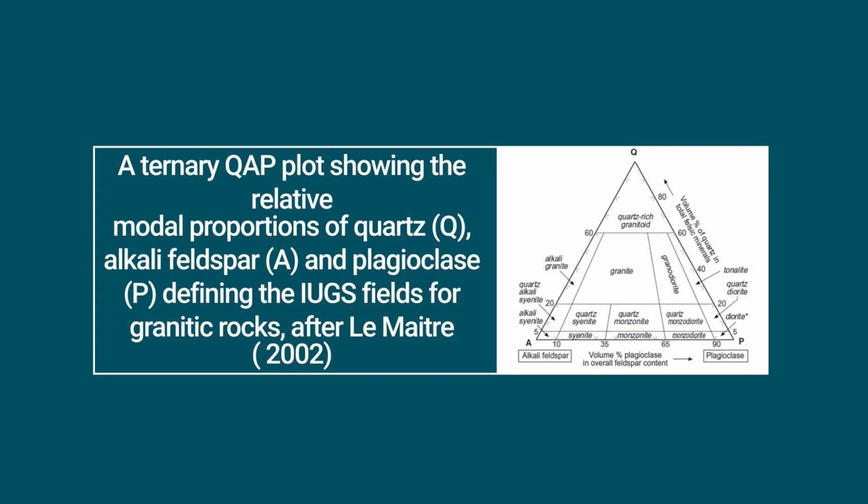The rock types here are classified by these boxes which have been made. This represents the composition of an alkali granite, quartz alkali syenite or an alkali syenite. Likewise, towards the plagioclase member, we have diorite, quartz diorite and tonalite. These are variations of the granitic rocks, and this is the classification based on Le Maitre for granitic rocks.